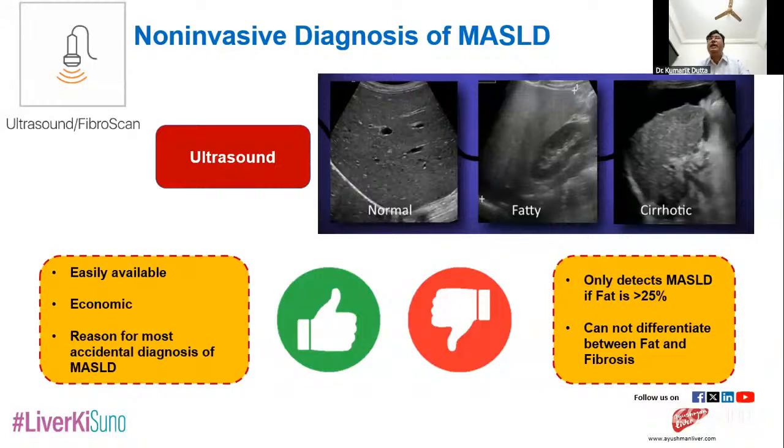Ultrasound is very easily available, economic, and most accidental diagnoses can be done with ultrasound, but there are cons also. It only detects MASLD when the fat content is more than 25%. Below that, it may not detect, and it cannot differentiate between fat and fibrosis. So for fibrosis, we need to go for fibroscan. And the fibroscan actually detects and differentiates fibrosis from the fatty liver disease.